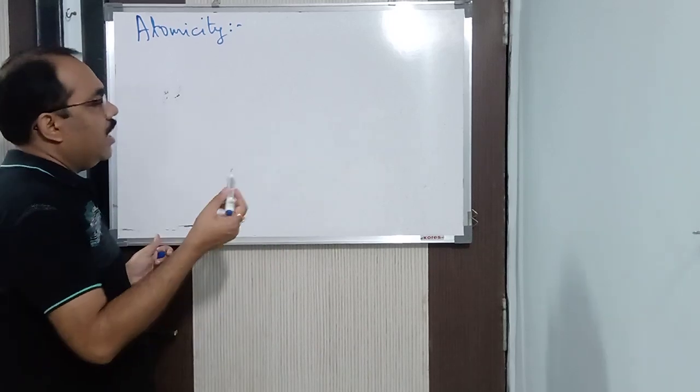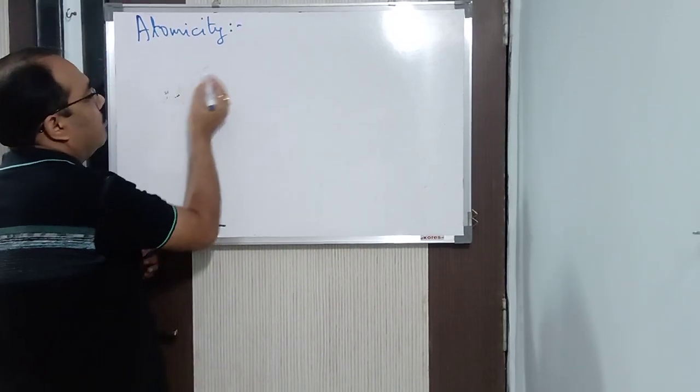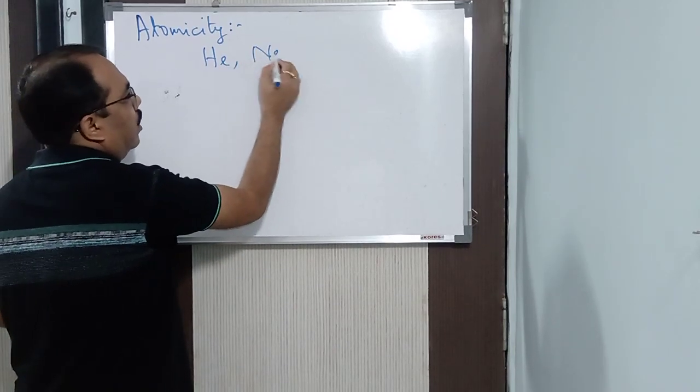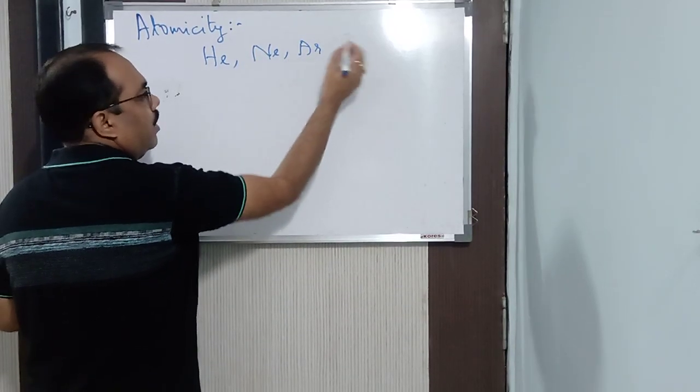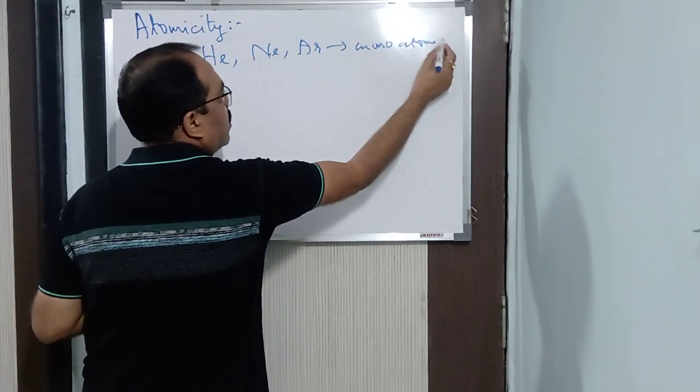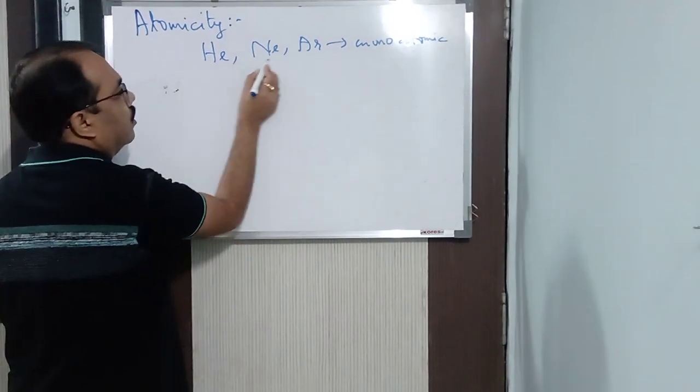So we have different atomicity. We have monoatomic gases. Monoatomic gases are basically helium, neon, argon, krypton, etc. They are monoatomic, meaning the atomicity is 1. You can see all are 1.